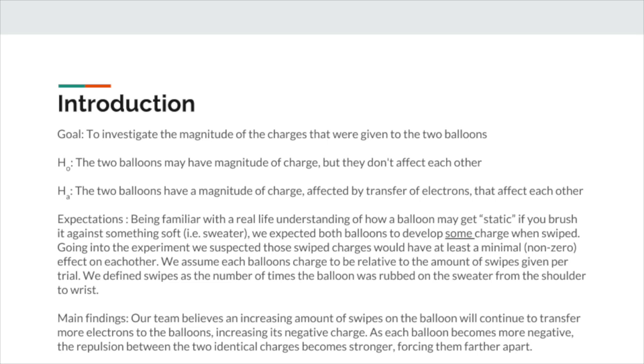Our null hypothesis says that two balloons have a magnitude of charge. We can just give them that. But the magnitudes don't affect each other. Our alternative hypothesis puts forward that the two balloons may have a magnitude of charge that is affected by the transfer of electrons, and those magnitudes can affect the two balloons.